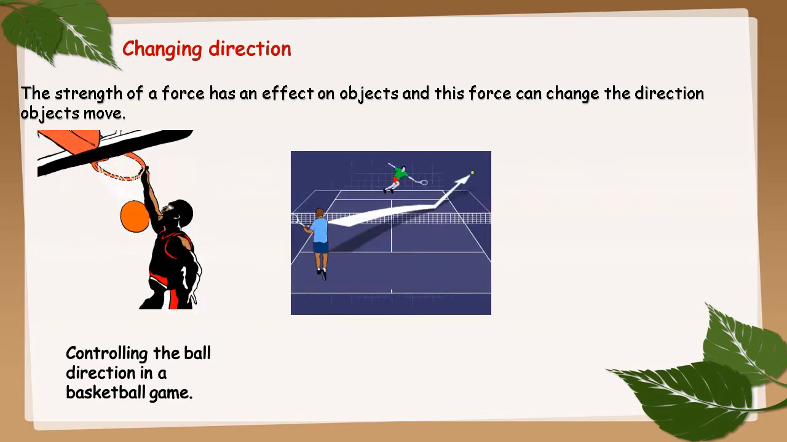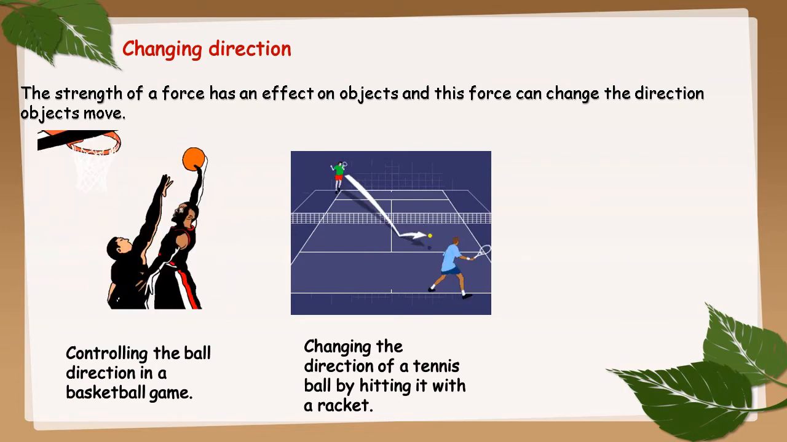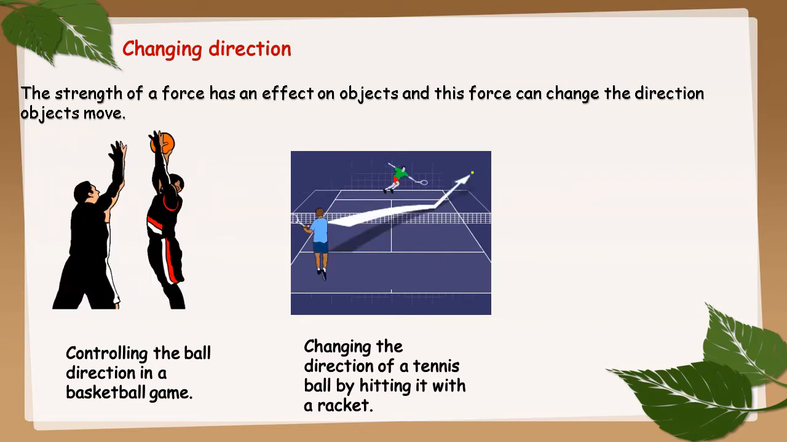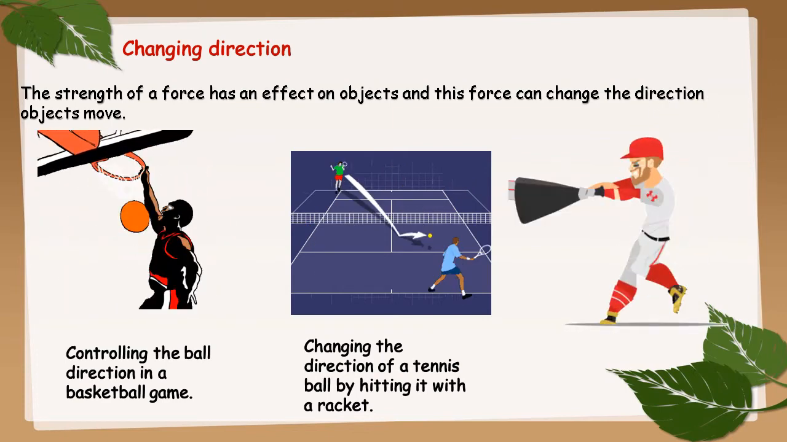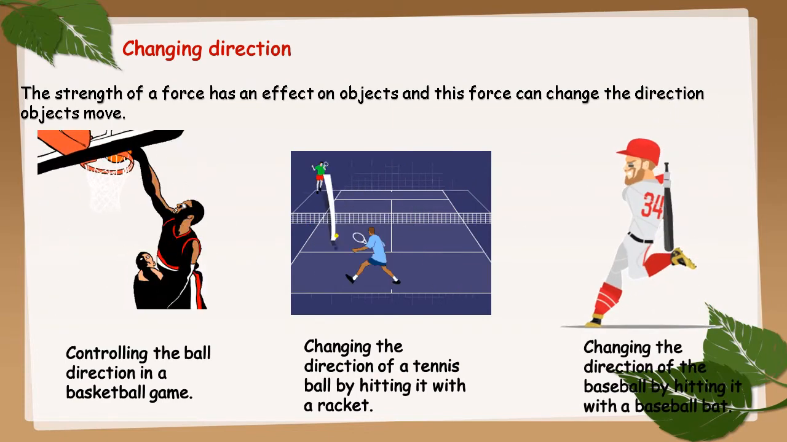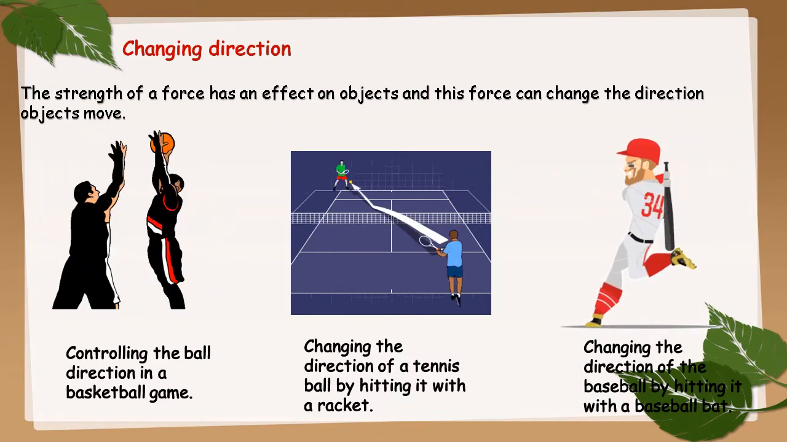In the second example, we can see players changing the direction of a tennis ball by hitting it with a racket. And in the third example, we can see a player changing the direction of the baseball by hitting it with a baseball bat.